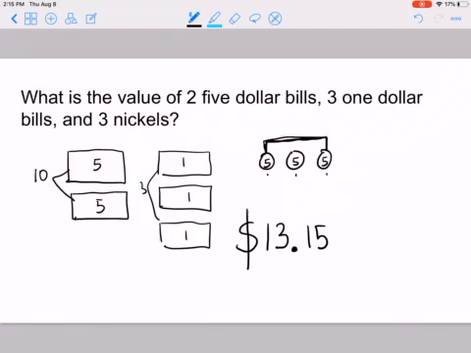So any time you have dollar bills or any amounts that are bigger than $1, it's going to go over here on this side of the decimal place. And then anything that's smaller than $1 is going to go over here. And we'll practice that a lot in class.